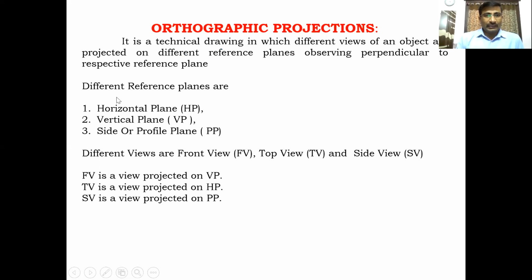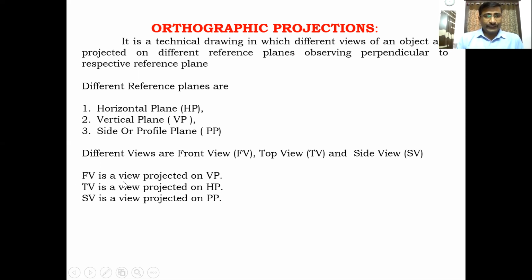Different reference planes we already studied in the previous chapter: the horizontal plane, HP, and the vertical plane, VP. And extra in this chapter we are going to study the side or profile plane, PP. On this profile plane, we have to project the side views, either right side view or left side view. Clear? So the different views are front view, FV; top view, represented by TV; and side view, SV. If it is the right side view, RSV. If it is the left side view, you represent it as LSV.